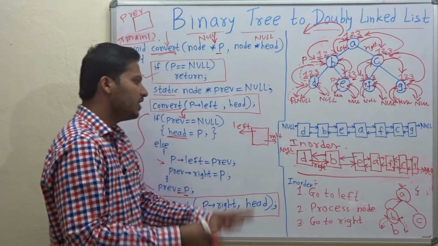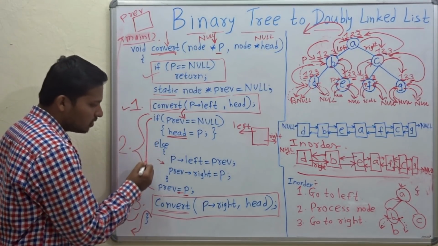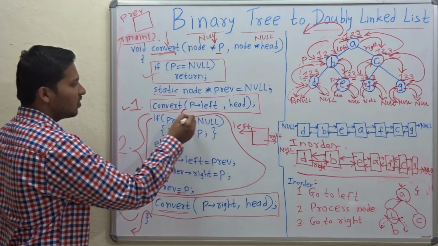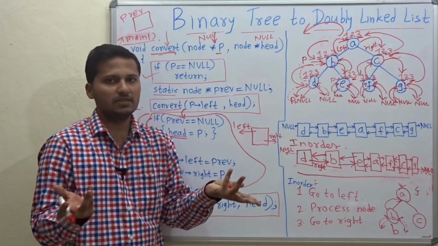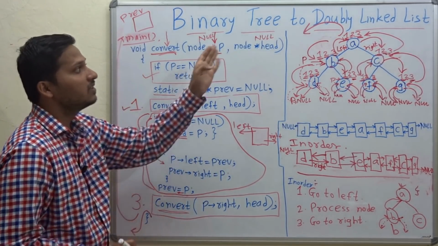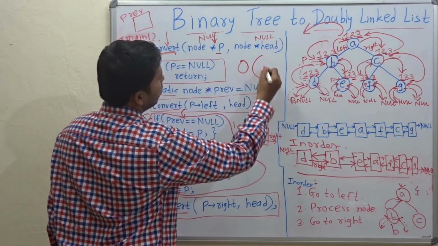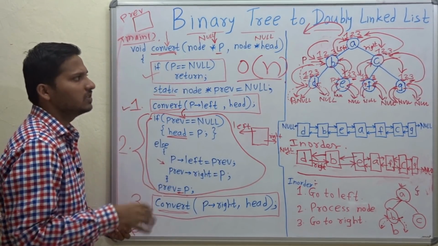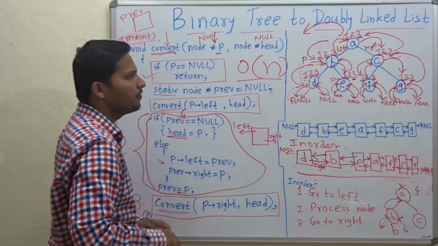In short, we have written the code for inorder traversal and we have just written the code for processing the node inside that inorder traversal. Processing the node means what? Just changing the pointers. That's it. So this is how we have converted the binary tree to a doubly linked list, and the time complexity is O of n because we are visiting every node once. So n is the number of nodes and the time complexity is O of n.